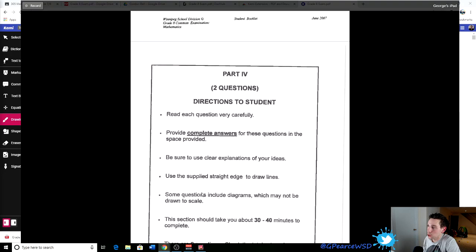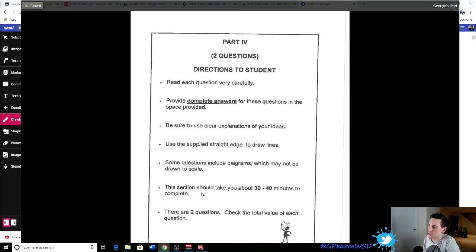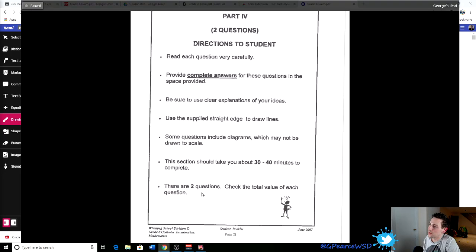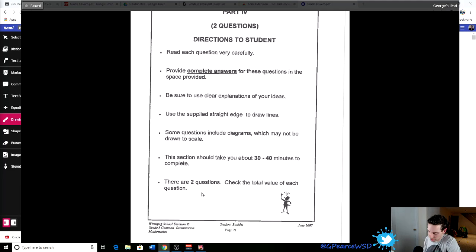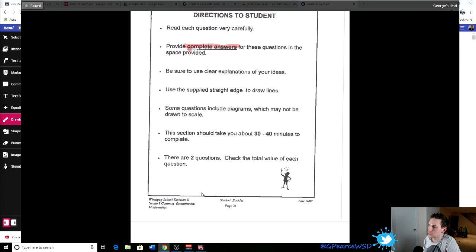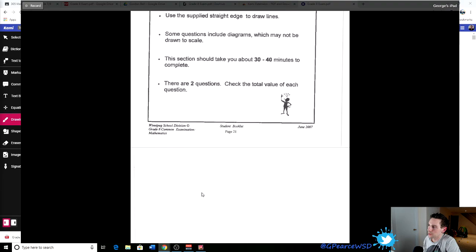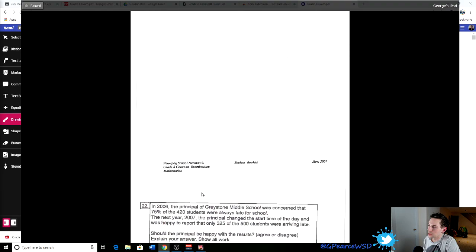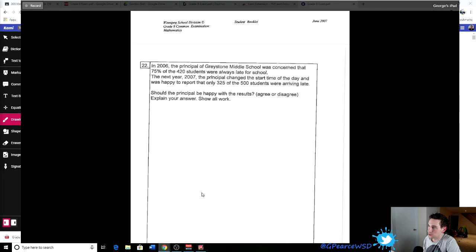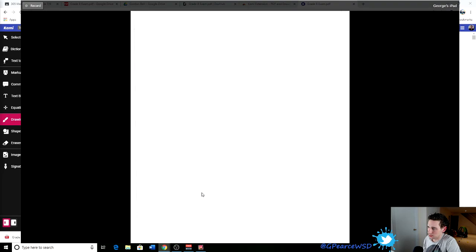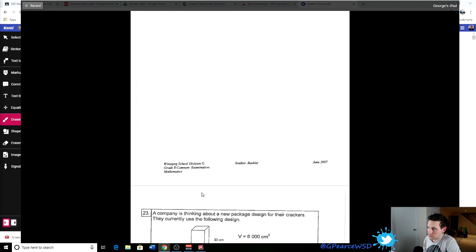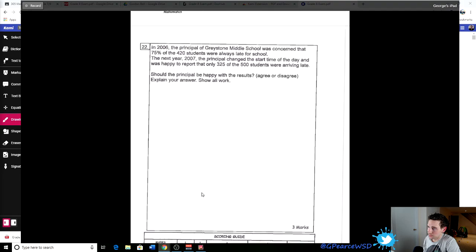Part 4 is 2 questions. Directions to student: read each question carefully. Provide complete answers, clear explanations, and so on. Again, you can read that. So this is the first of 2, and there's the second of 2. So let's look at the first one here.